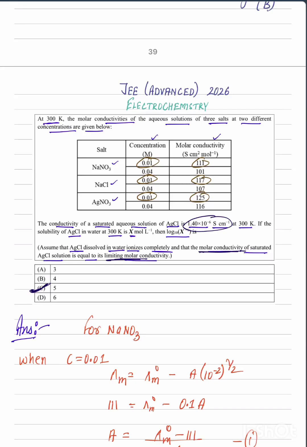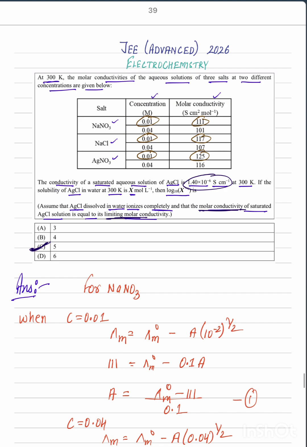Hello everyone. So today we are going to discuss a question from the JEE Advanced 2026 paper 2, and it is from the electrochemistry topic. And what is it here? It is said that at 300 Kelvin the molar conductivities of the aqueous solution of three salts at two different concentrations are given below. These are the values.